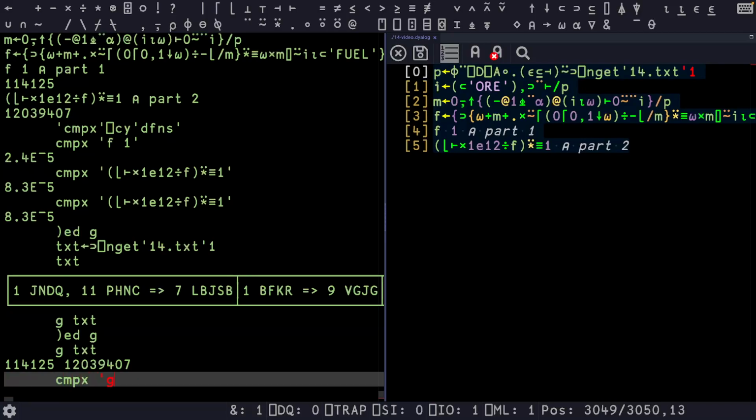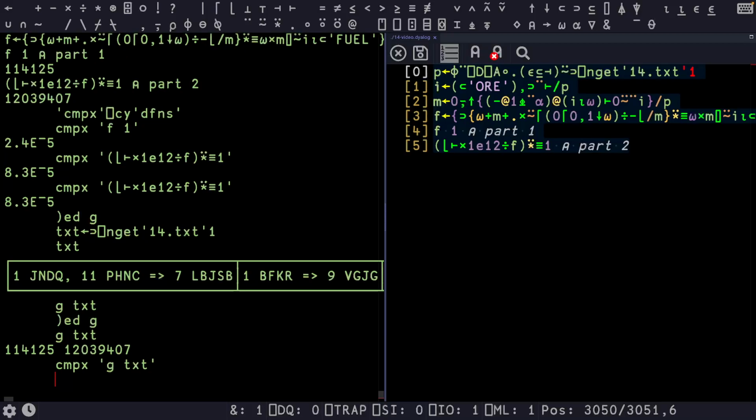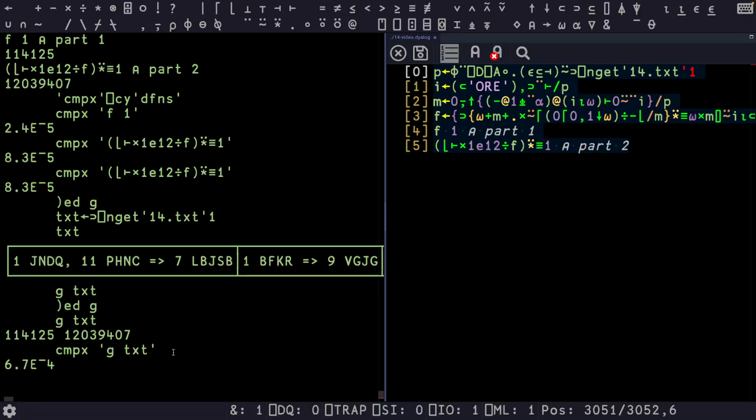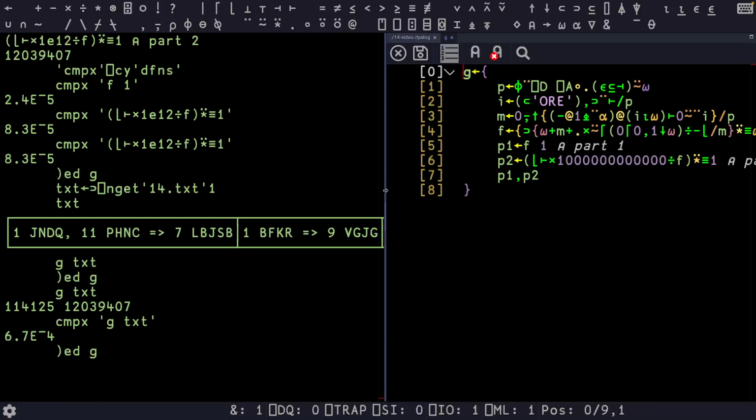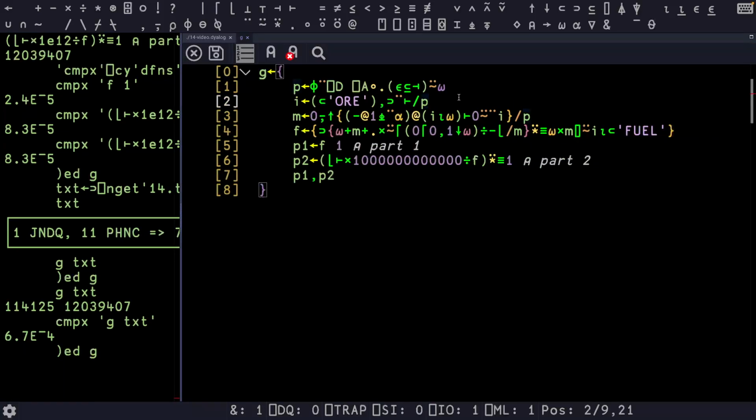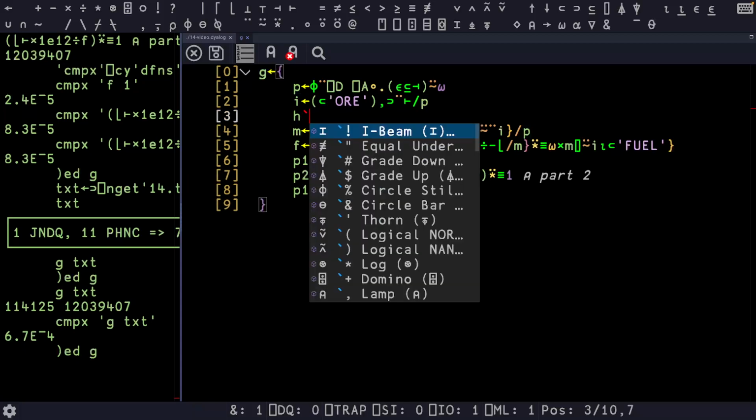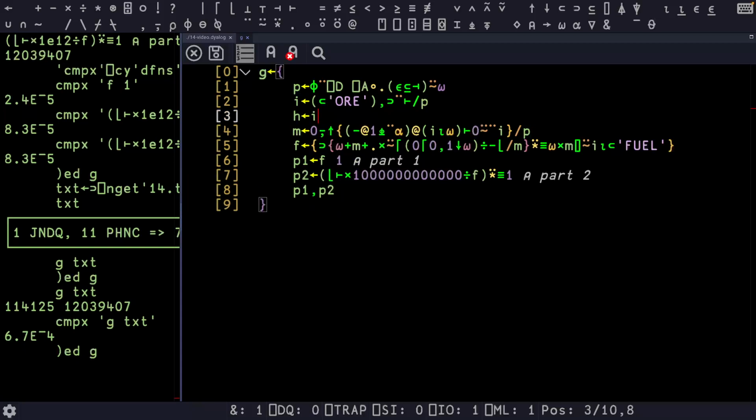And if I do compx g on txt, this now gives me about 670 microseconds. So we're still lower than a millisecond, but it seems like we're wasting a lot of time just building the matrix. There are some improvements that we can do here. For instance, we could keep I in a hash table like this, and then we can use it in locations where we're performing these lookups. So it'll be there and here.